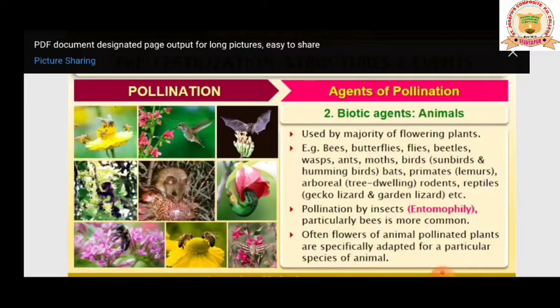Pollination by insects is known as entomophily. If the pollination is carried out by insects, it is known as entomophily. Particularly, bees are more common, so bees perform the pollination. Such pollination by insects, it may be butterflies, bees or certain other flies, is known as entomophily. Often the flowers of animal pollinated plants are specially adapted for particular species of animals.